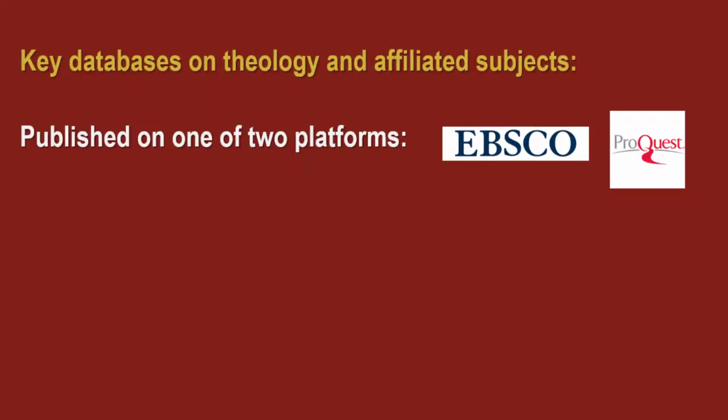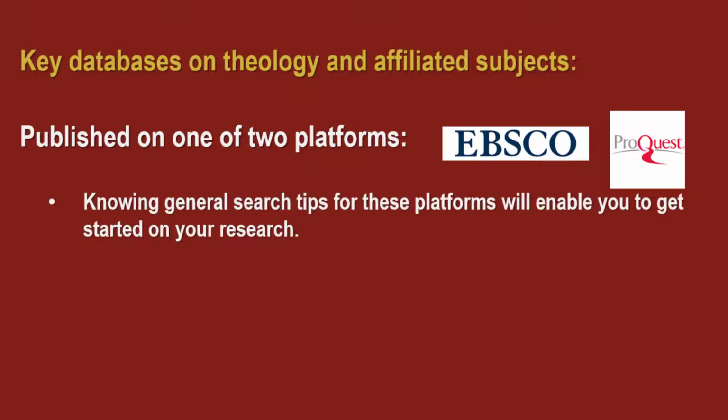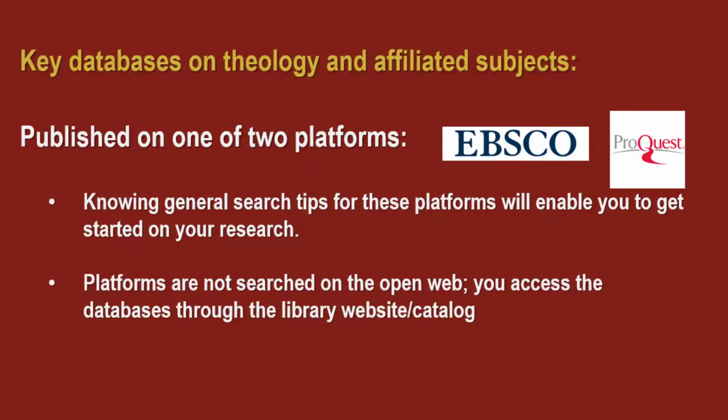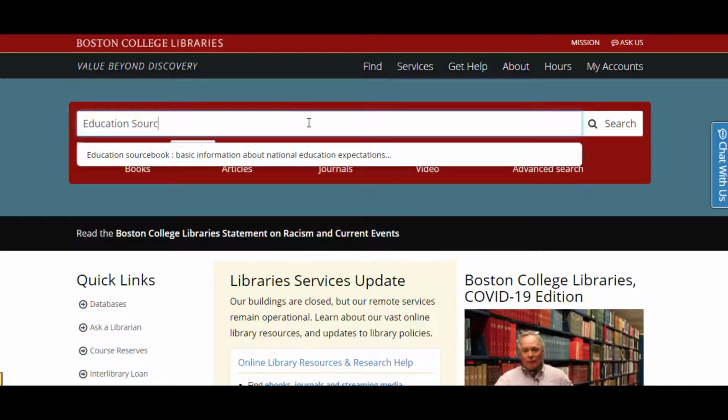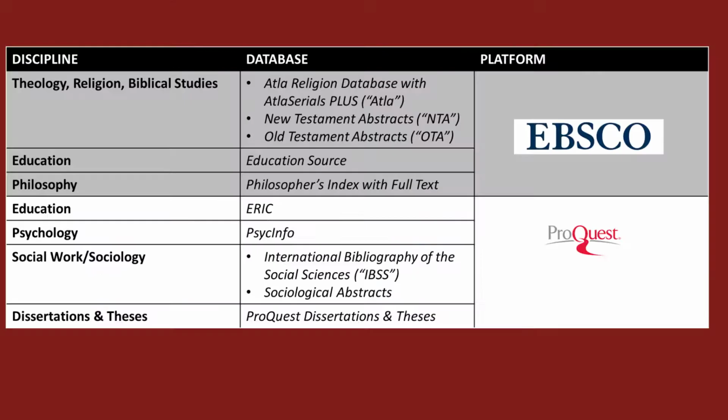Many of the key databases in theology and related disciplines are published either on the EBSCO or ProQuest platforms. And so we are going to look at general search tips for using those platforms, which will help get you started with your research. These platforms cannot be searched on the open web, but must be accessed through the libraries. You access them by either clicking on a link provided in a research guide or entering the database title into the search box on the library's website.